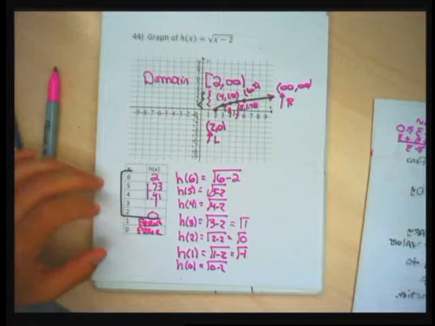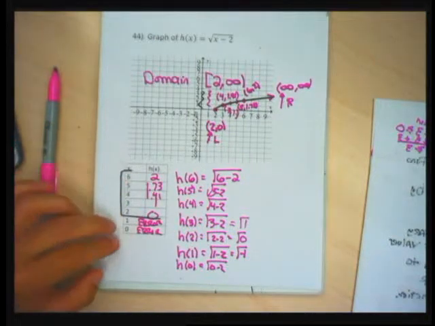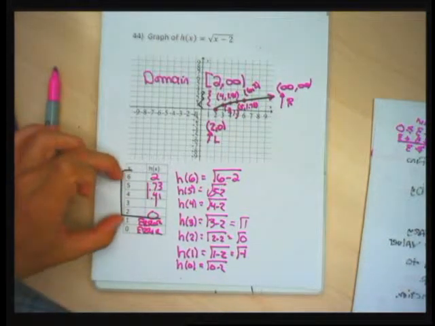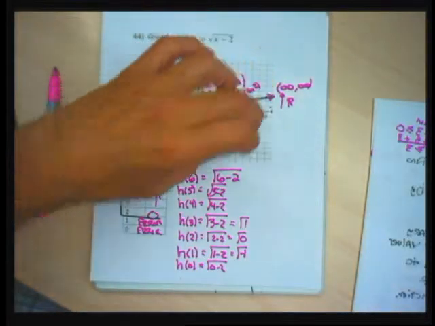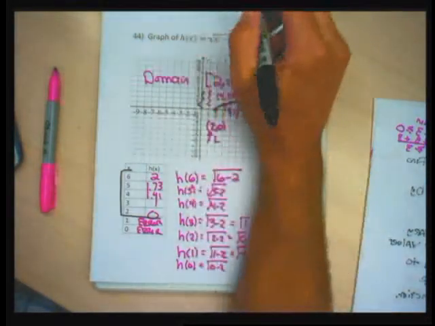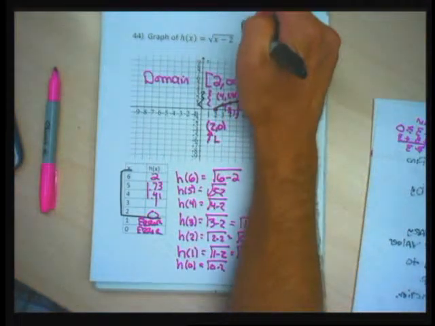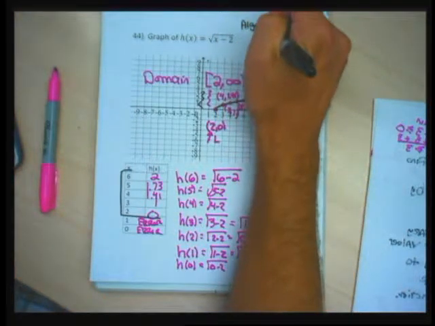So I filled in the table. The table pointed out to me that the domain was numbers 2 and bigger. The graph also tells me that. If I wanted to find the domain via algebra, it's going to match up perfectly.